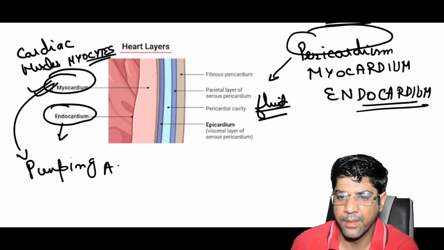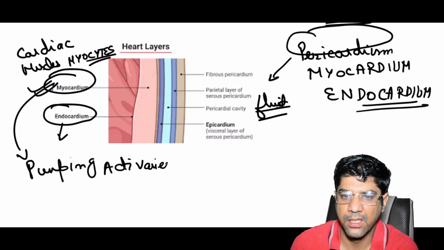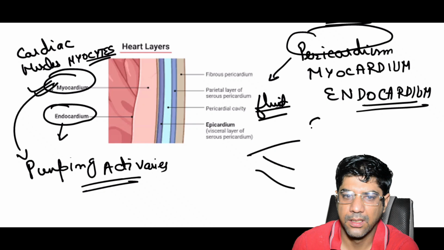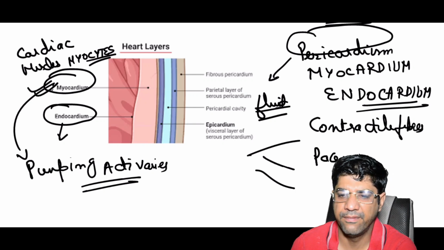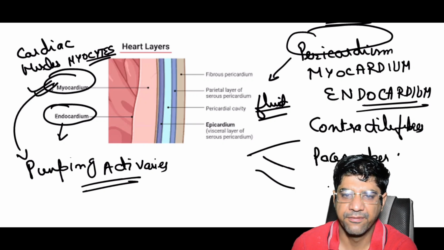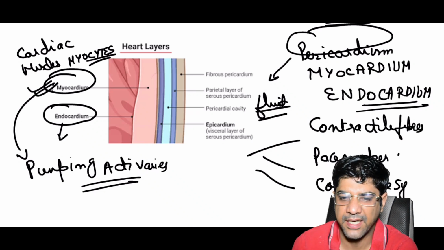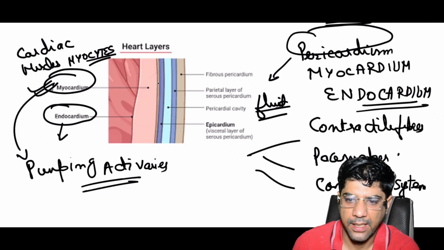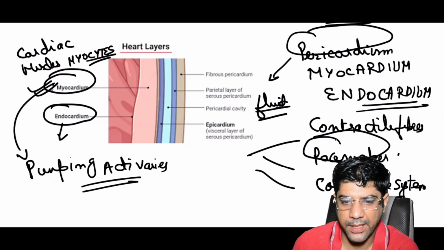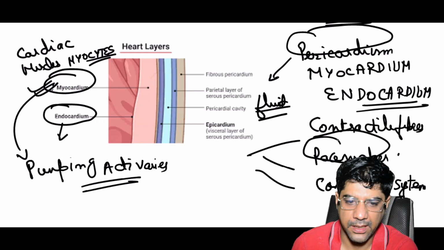So remember, the myocardium consists of three types of muscles. One are the contractile fibers, other are the pacemaker fibers, and third is the conductive system fibers. So these fibers, remember, they are striated with centrally placed nuclei. The pacemaker generates the impulses for the heartbeat. The SA node is the heart's natural pacemaker.